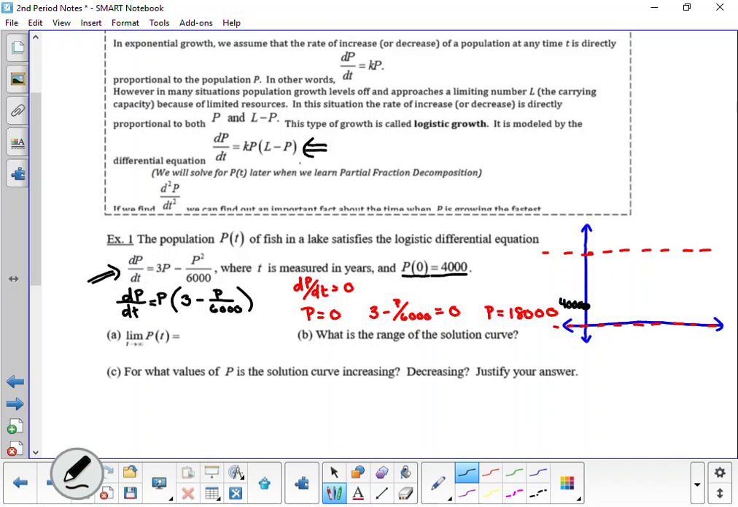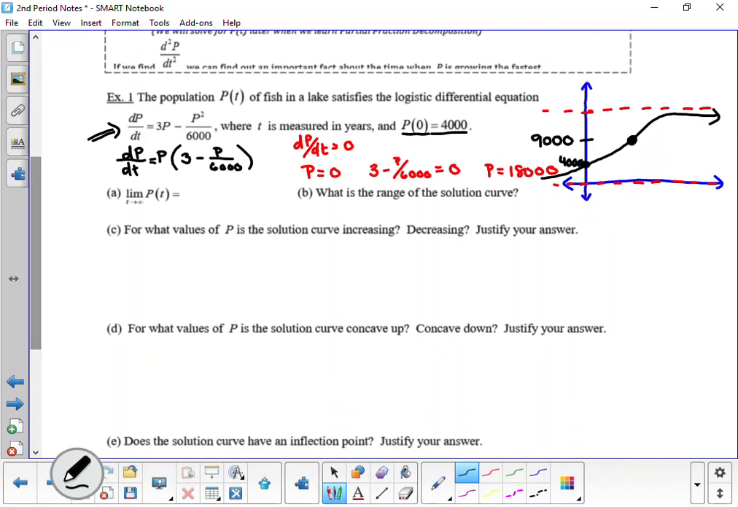Okay, so if I drew my solution curve, it would go up through this intersection and then this way. And then my point of inflection, or where I'm growing the fastest, is what? 9,000, because we always said it happens at half of its carrying capacity. So, at 9,000 we have a point of inflection, which is awesome. Now we have everything we need in order to solve the logistic problem.